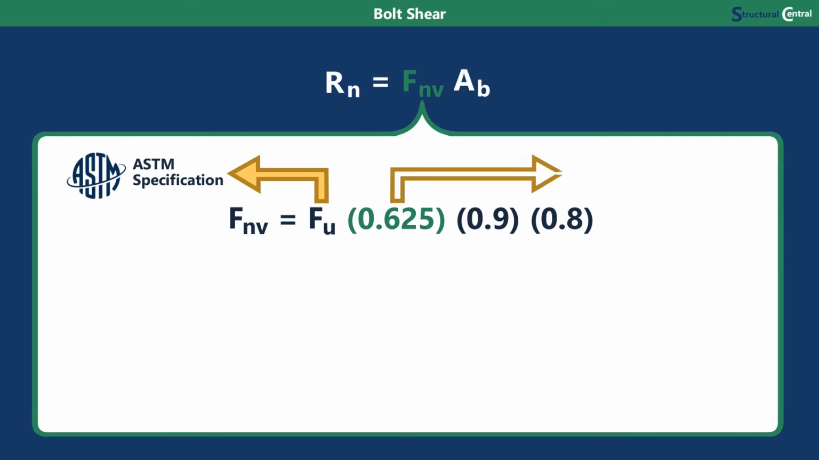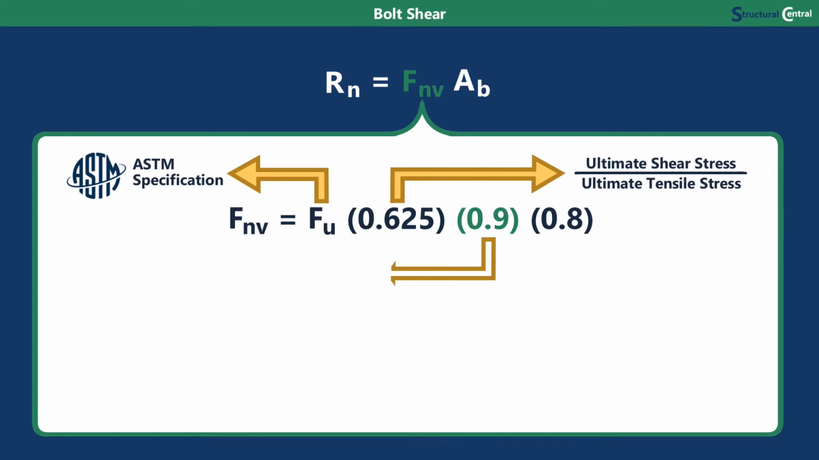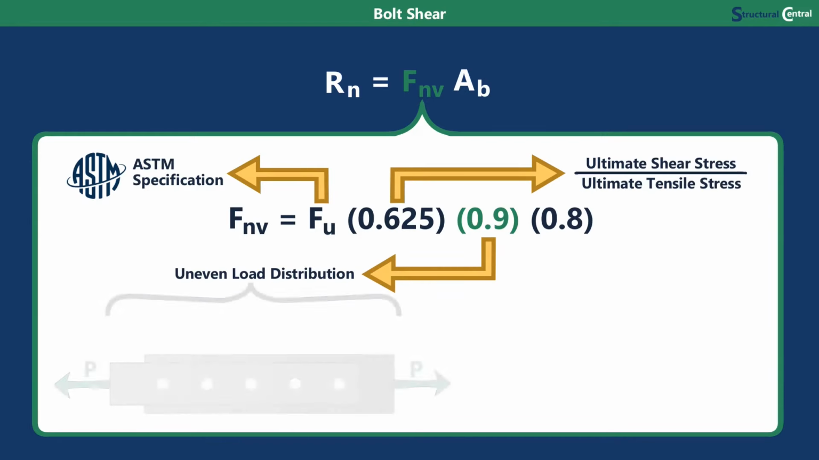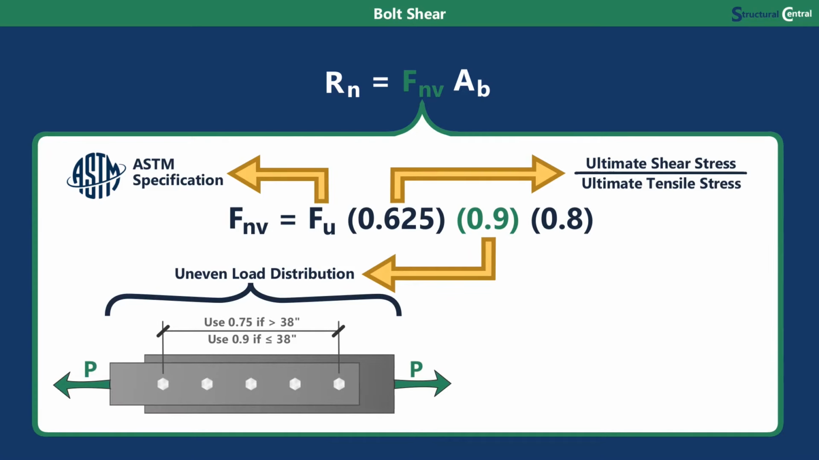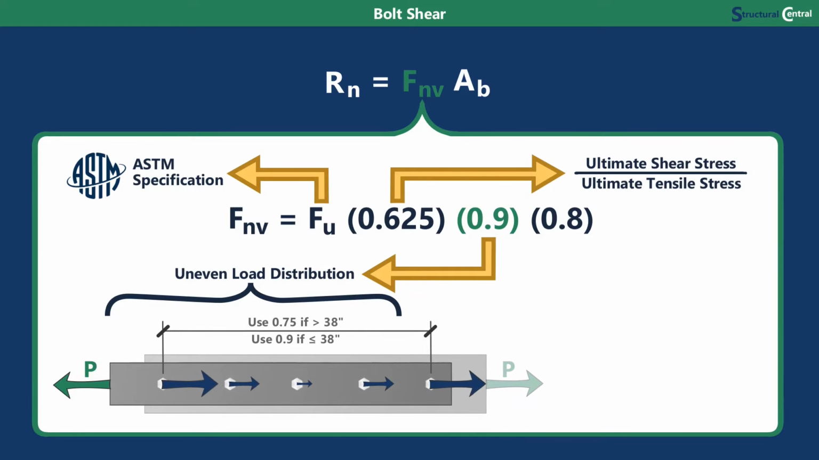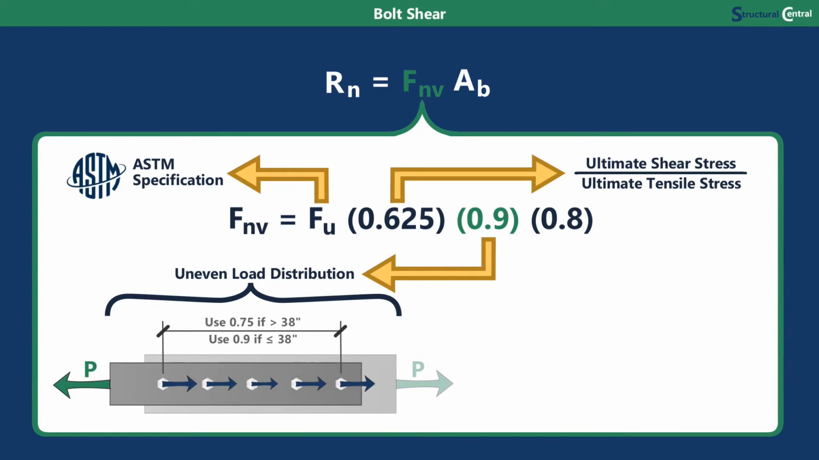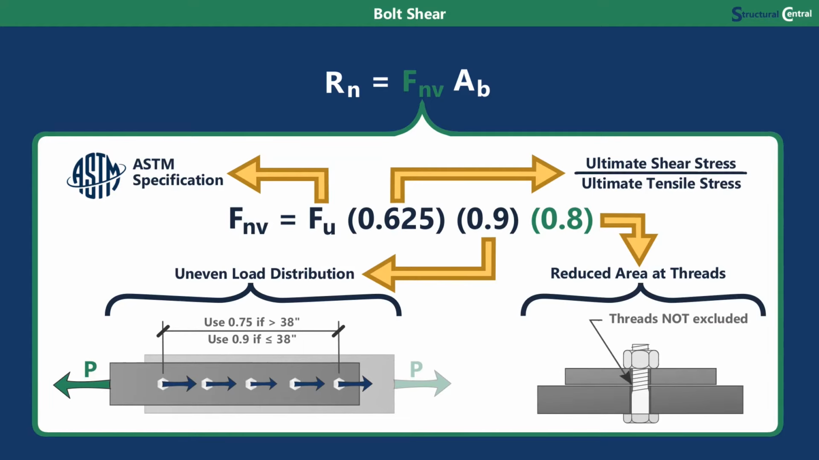0.625 is the ratio of the ultimate shear stress to the ultimate tensile stress. 0.9 is a factor that accounts for an uneven distribution of load due to differential strain and second-order effects. If the connection is end-loaded and greater than 38 inches long, it is decreased instead by a 0.75 factor, since the bolts closest to each end will support a disproportionate amount of the load. The final factor of 0.8 accounts for the reduced area of the bolt at the threads. If the threads will be excluded from the shear plane, then this factor can be set to 1.